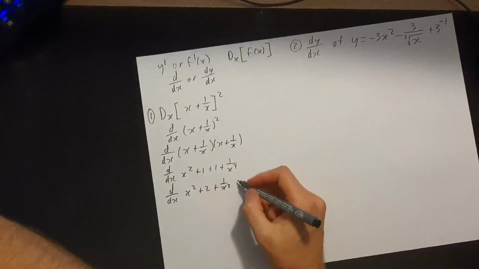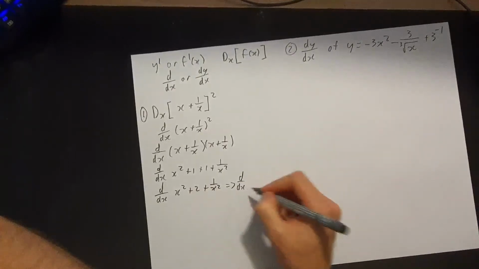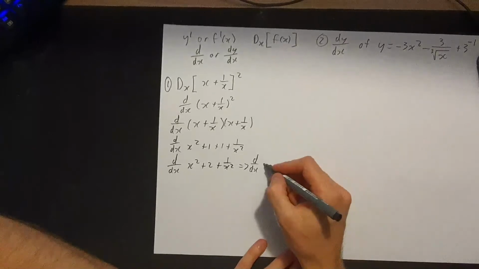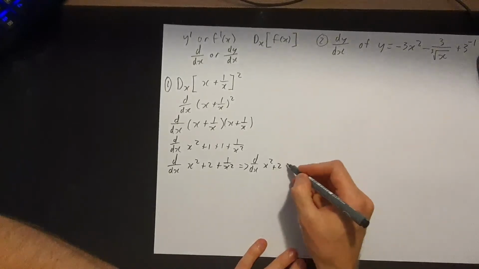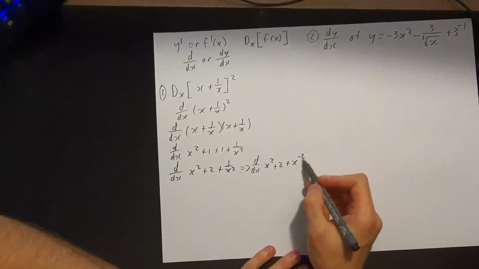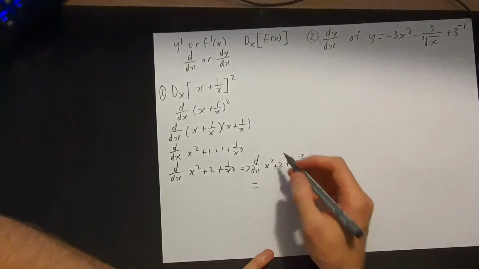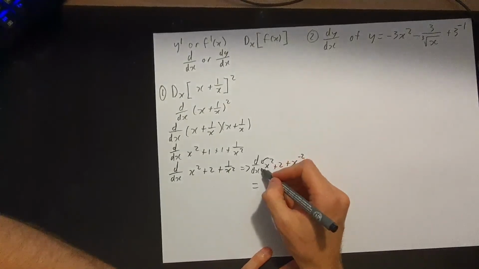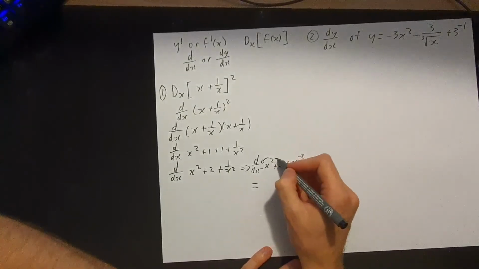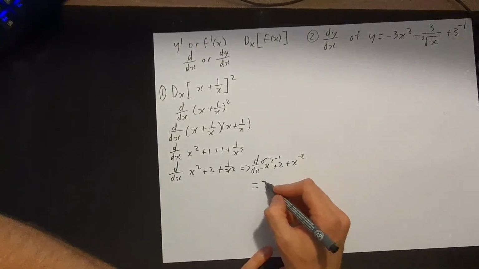So this is then equivalent to the derivative of x squared plus 2 plus x to the negative 2. Now that everything is in exponent form like that, it's easy to do the derivative. We multiply the 2 with the coefficient in front, which is 1, and then we subtract 1 from the exponent. So therefore it becomes 2x.